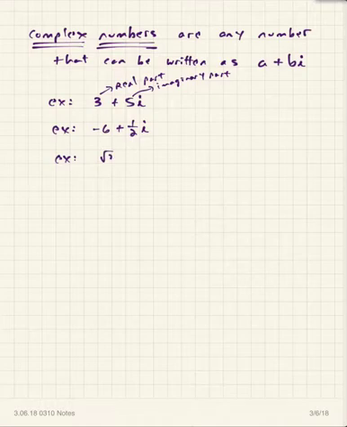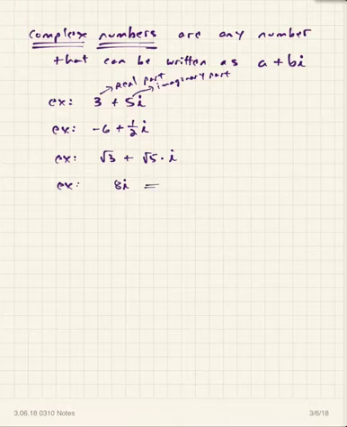The square root of 3 plus the square root of 5 times i, that would be a complex number. Right? So a and b can be any real numbers that you want. They can be positive, they can be negative, they can be square roots, all that's okay. Even a number like 8i is a complex number. It's just that the real part is 0. So this is really 0 plus 8i.